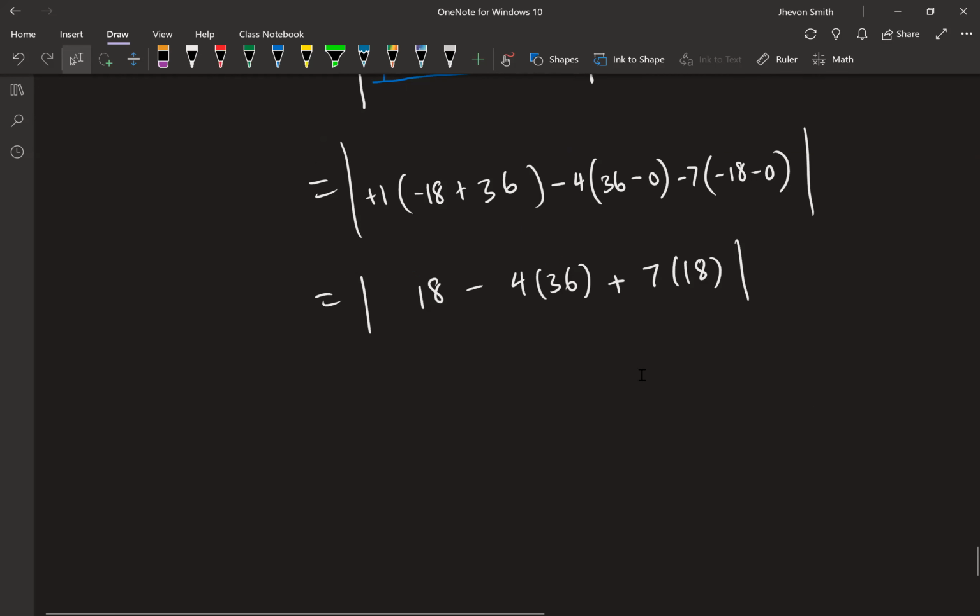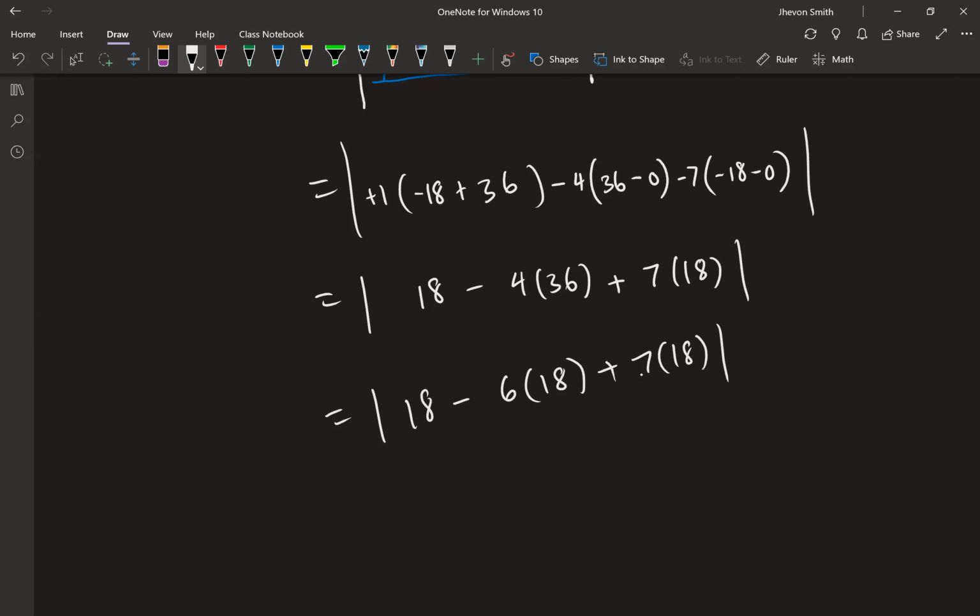Well, 36 is 2 times 18, right? So this here would be 18 minus, this is 6 times 18, plus 7 times 18. So then we have 1 apple minus 6 apples plus 7 apples. No, that's 2, that's a 4, sorry. So this here is 8. So I have 1 apple minus 8 apples plus 7 apples. We have 0 apples. So the volume is 0.